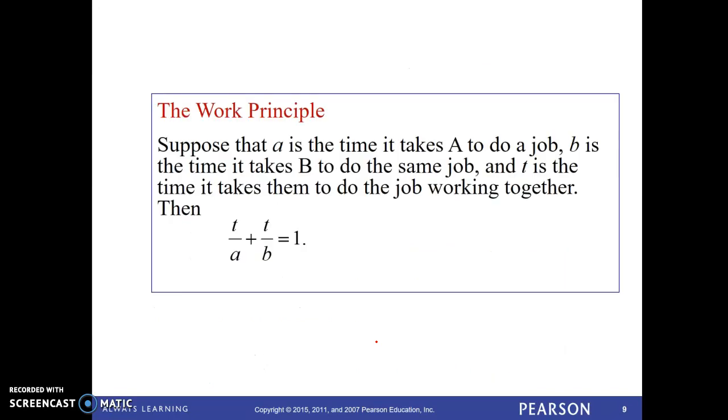This is called the work principle. Suppose that a is the time it takes A to do a job, b is the time it takes B to do a job, and t is the time it takes to do the job working together. Now we're going to say that 1 over a times t plus 1 over b times t is equal to one whole job. That's the key, one whole job.